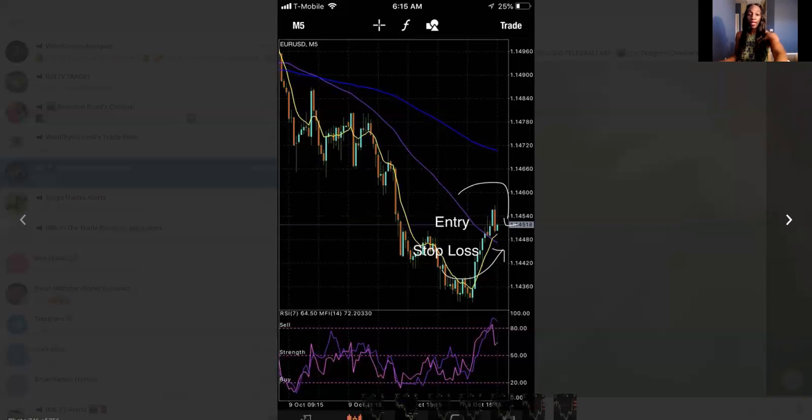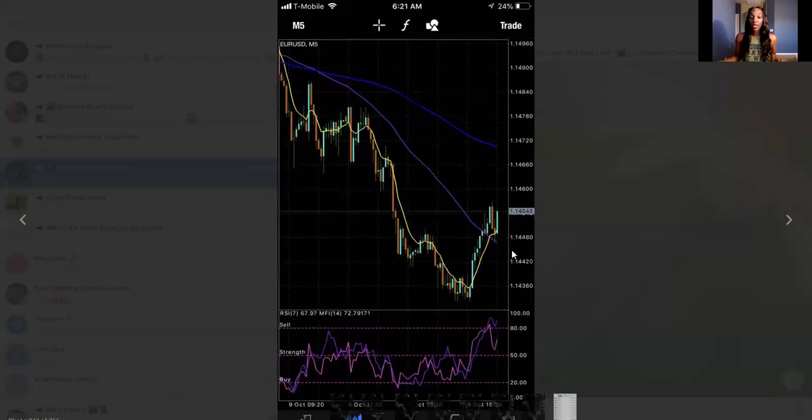So you would get in right here on the pullback, and then look what happened. You have a strong buy candle here. So what I normally do is I would take my 3 to 5 pips on one trade, close it out with 3 to 5 pips because I know the market is going to pull back. We don't know what it's going to do, but we look left for clues to get an idea. So I take my 3 to 5 pips, and one of my positions, I just leave it open.